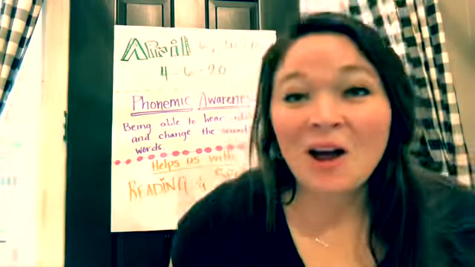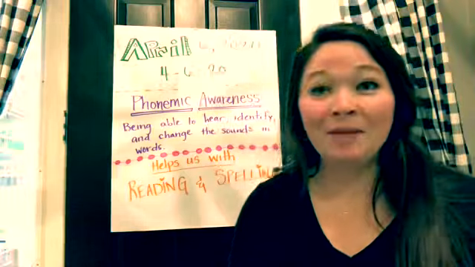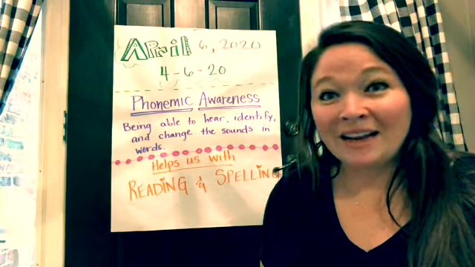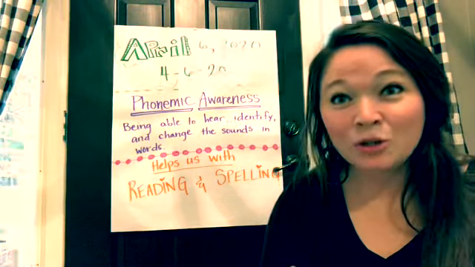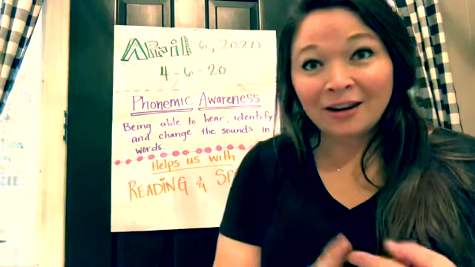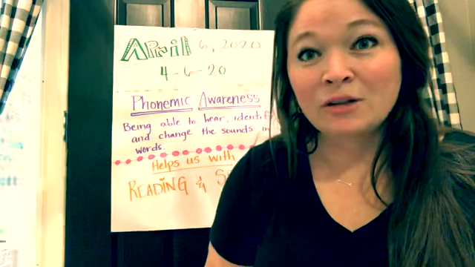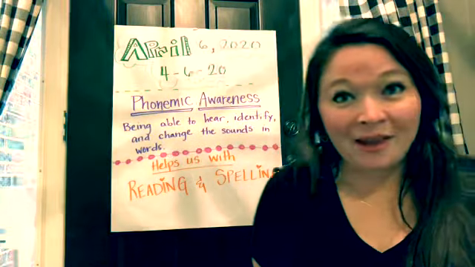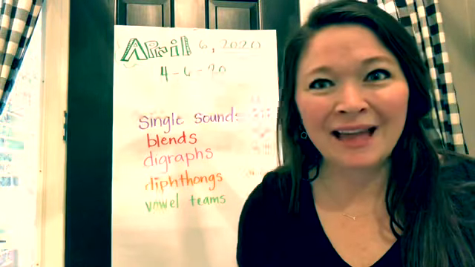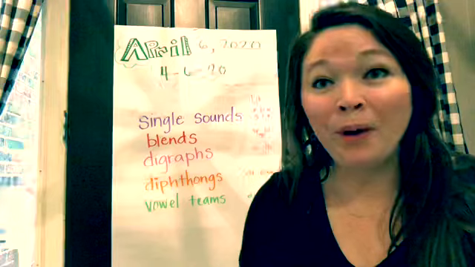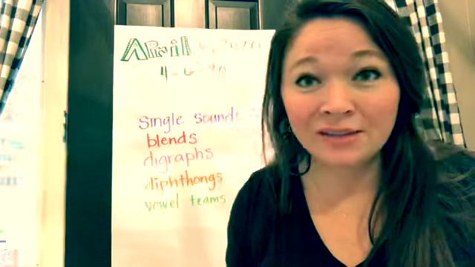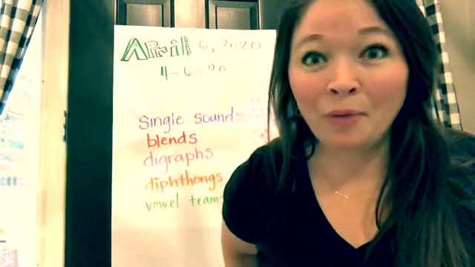All right, today we're going to be talking about phonemic awareness. Phonemic awareness is being able to hear, identify, and change the sounds in words. It's really important to be able to hear and identify and change the sounds in words when you're reading and spelling. Okay? So some of the sounds that we've learned this year, we've learned things like single sounds, like p, b, k, g, o, f. Those are just single sounds. And you learned those in kindergarten and pre-K probably.